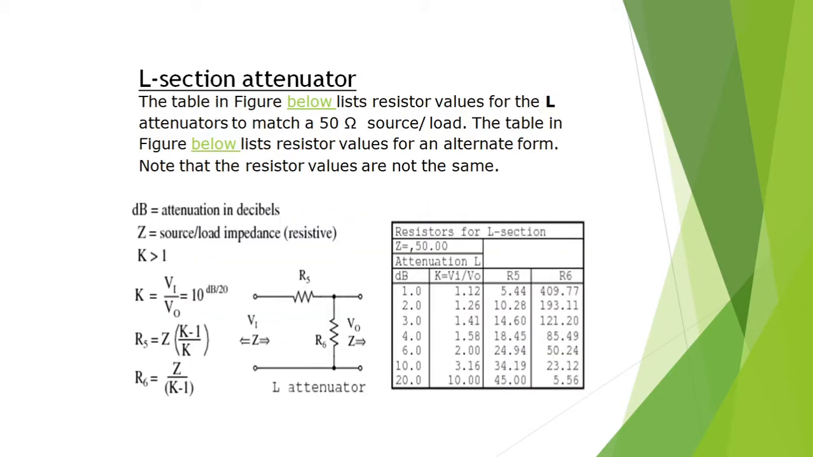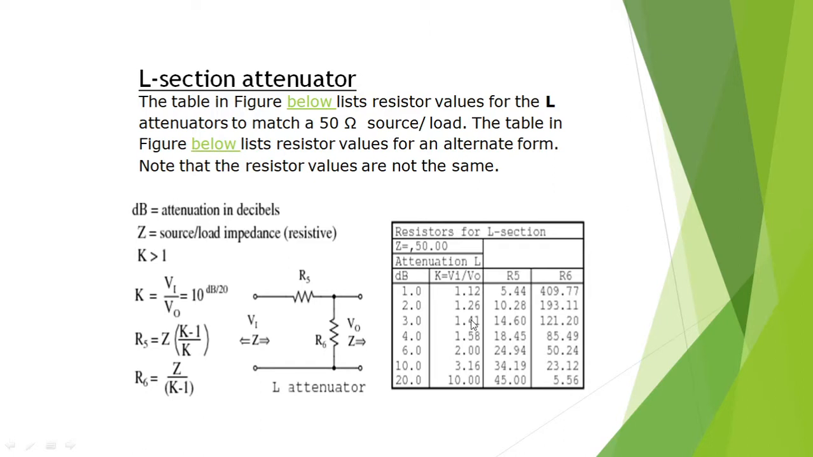L section attenuator. Here also a table is given regarding the L section. L section means you will have R5 and R6 in an L shape, so we call it an L shape attenuator. The attenuation in decibels is given here in increasing order from 1 to 20, and the K value is calculated, and depending on that, R5 and R6 are also given. From these values we are going to calculate K, R5 and R6, which we put in this table.